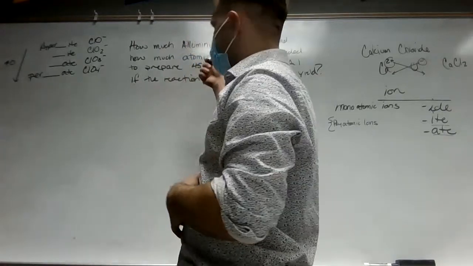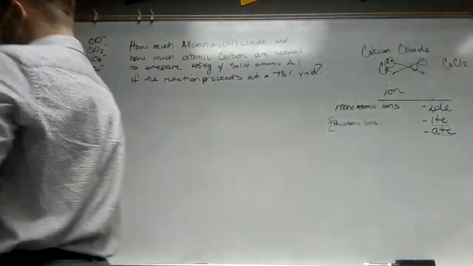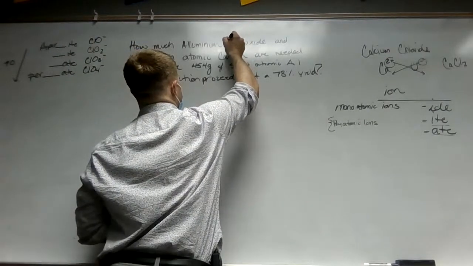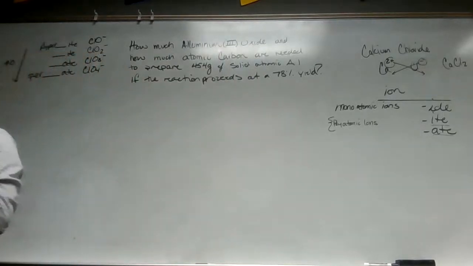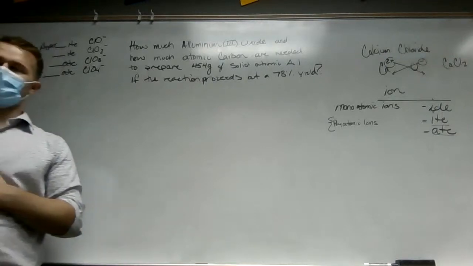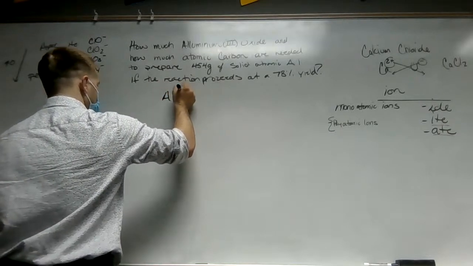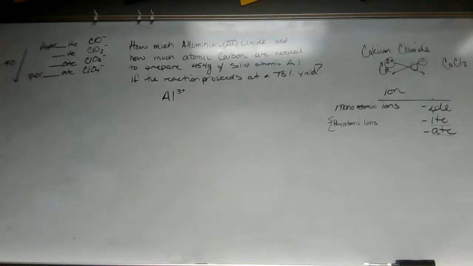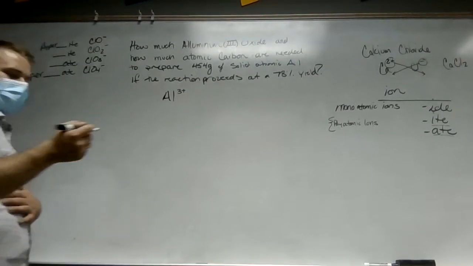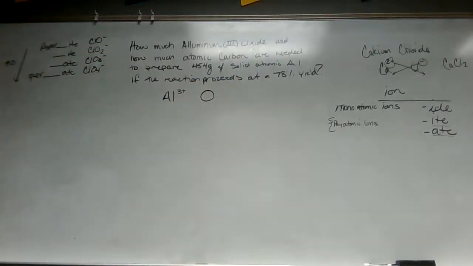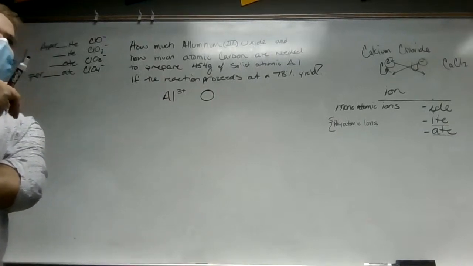So we're going to do the same thing over here. What does it mean when I say aluminum 3? Roman numeral here, aluminum 3. Alex? What's that? Plus 3. We have Al 3 plus there. And we have oxide. So that means we're going to have oxygen. And what's the charge on oxygen when it becomes an ion?